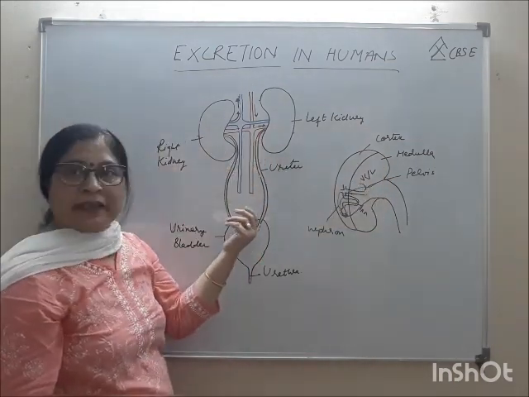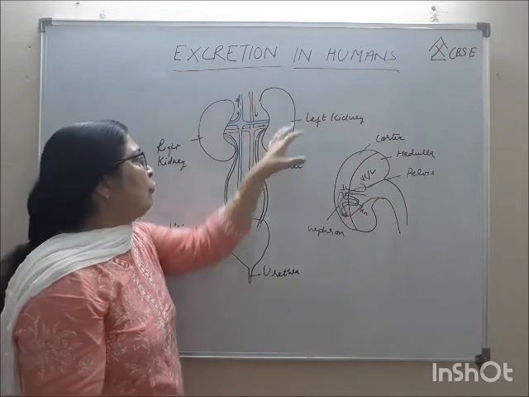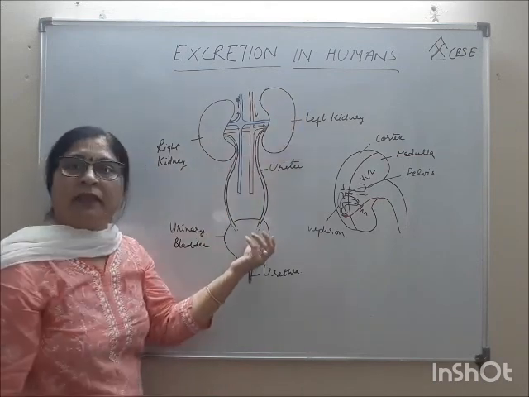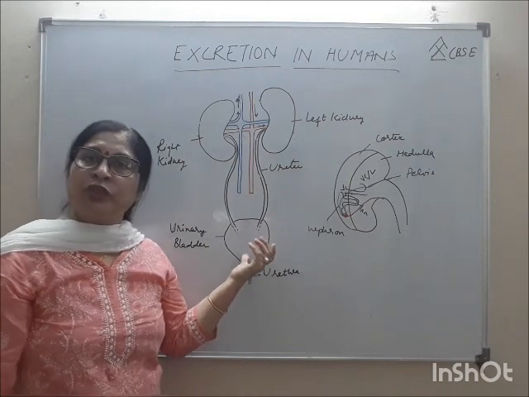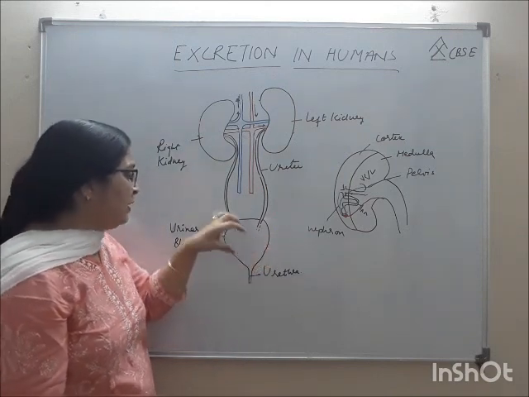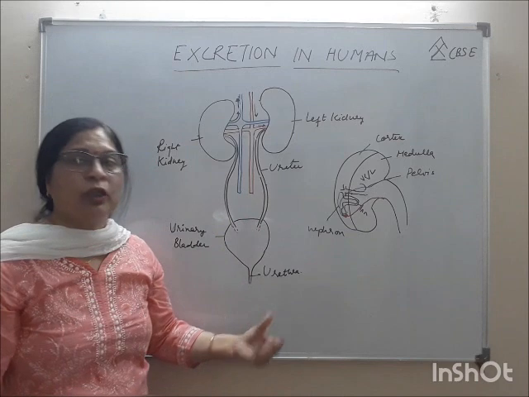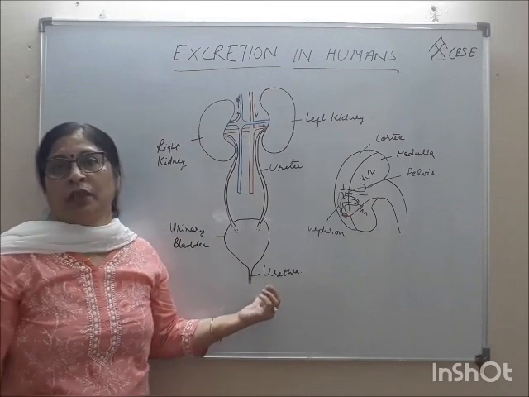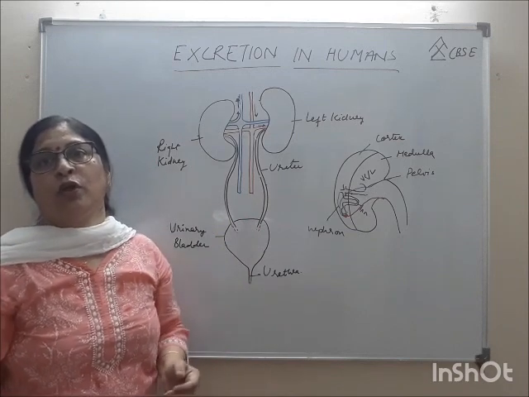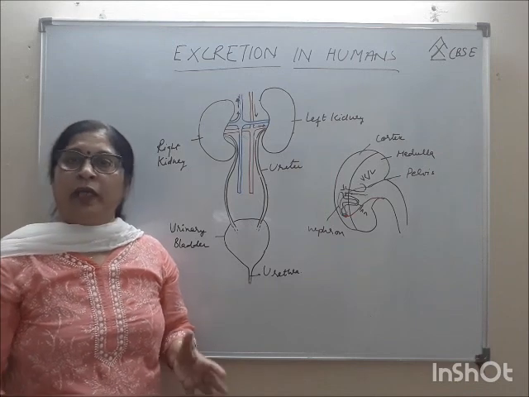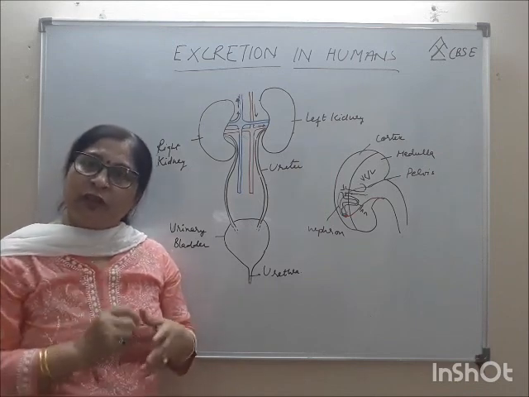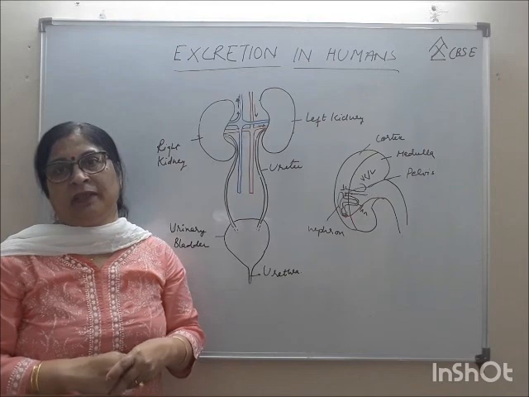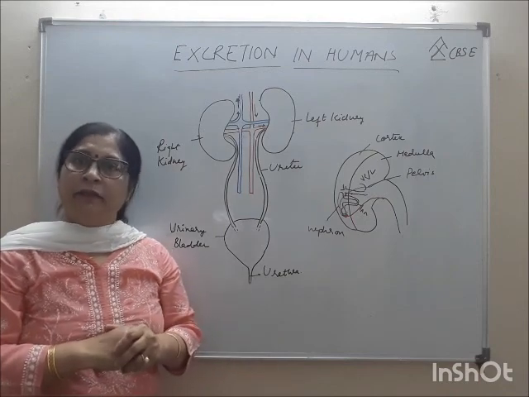Next, the ureter is a long tube-like structure which carries urine from kidney to bladder. Bladder is a muscular organ which stores urine temporarily. Now this urine then comes out through a passage known as urethra. It's a small passage. So in female, the urethra is short, small in size, whereas in male it is longer than the female.